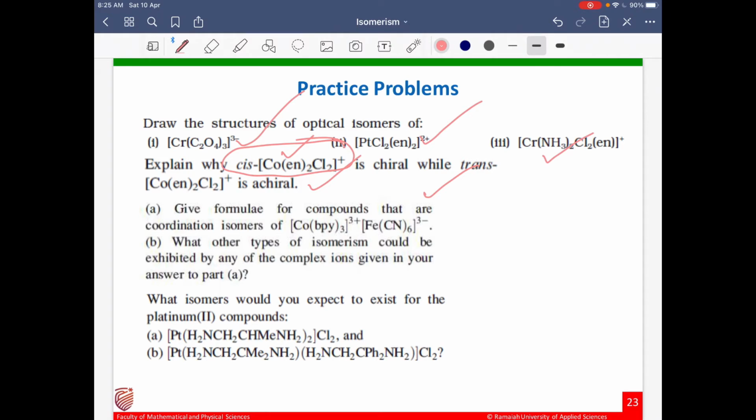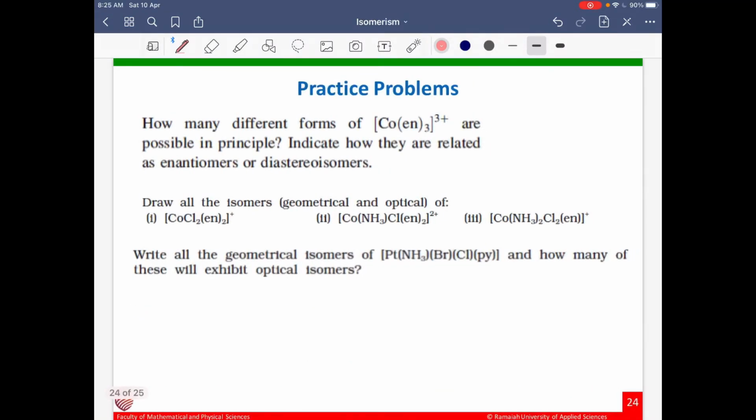What isomers would you expect to exist for platinum(II) compounds? These two compounds, what type of isomerism can you expect? How many different forms of [Co(en)3]+ are possible in principle? Indicate how they are related as enantiomers and diastereoisomers.